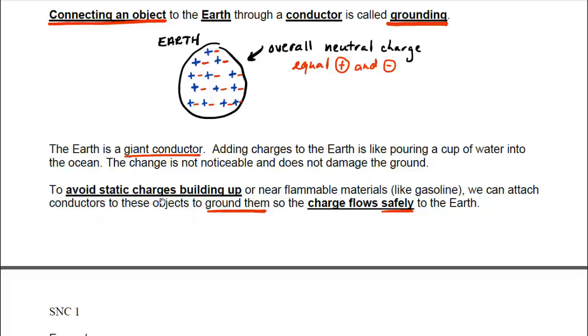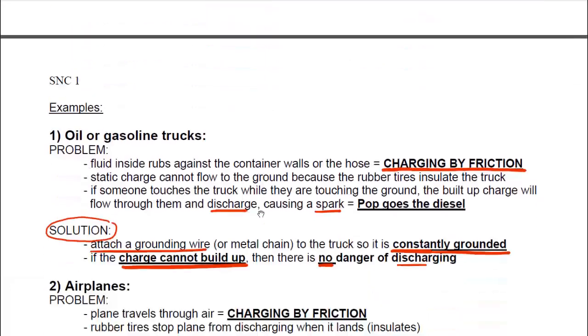Now, to avoid static charges building up near flammable materials like gasoline, we have a way that we can prevent the gasoline, which is sloshing around in a truck, from actually building up a charge. What we do is we can attach a conductor to that object and ground it so that the charge that does build up can flow safely into the earth. And here's our first example here.